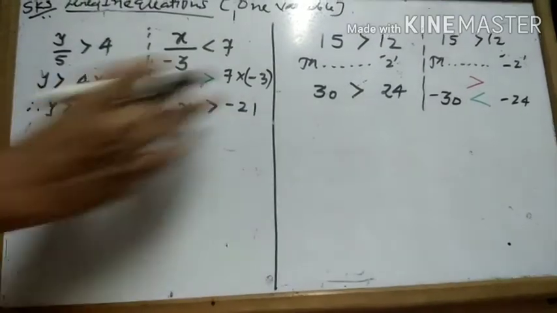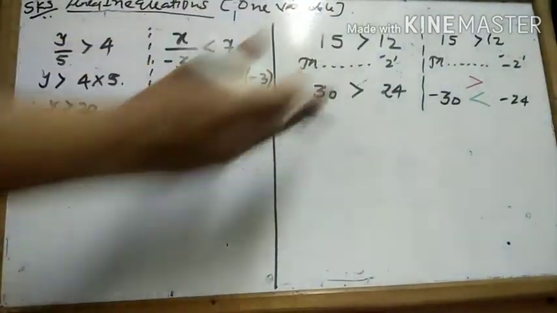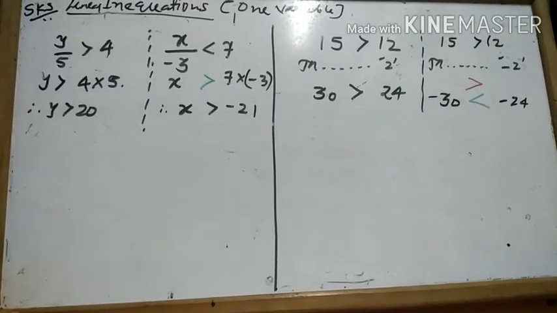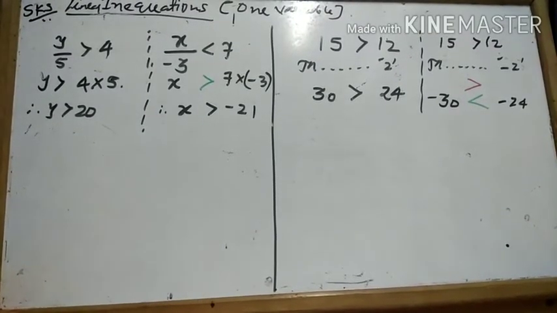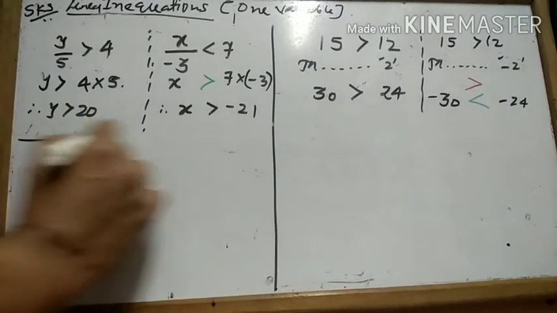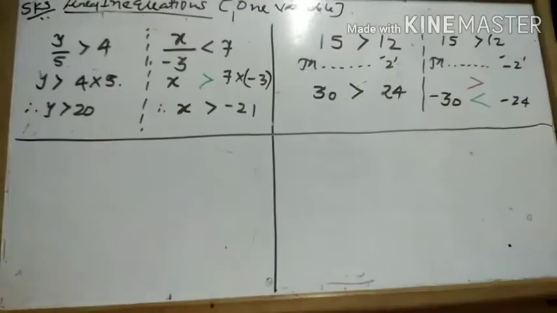My dear friends, this is a rule of multiplication. If you multiply by a positive number, inequality sign does not change. If you multiply by a negative number, inequality sign changes. Let's see about division also. What happens in the case of division?